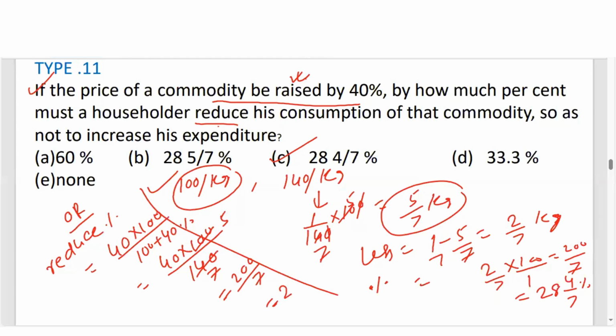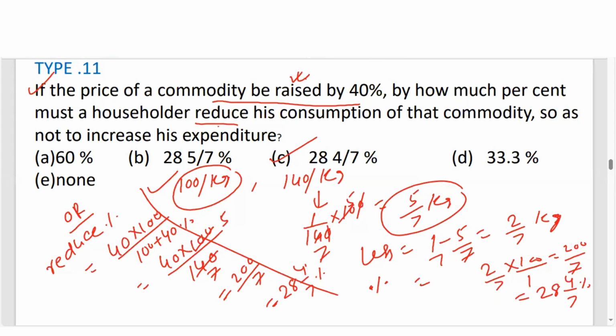7 times 14 is 98, remainder 60, 7 times 8 is 56, remainder 4, so it is 28 and 4 by 7. So always remember this technique. Anytime this type of question comes, use this logic method, this tricky approach. An increase is given and they are finding how much to reduce so that there is no increase in expenditure. Then the simple rule is what? Given percentage into 100 divided by 100 plus 40.